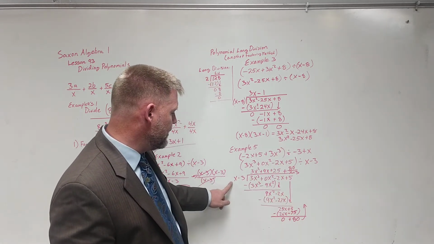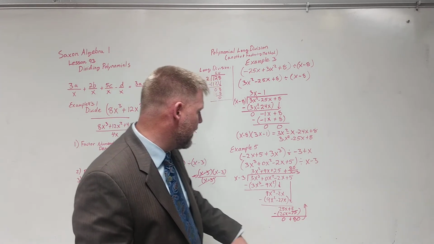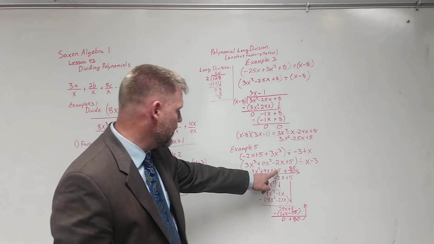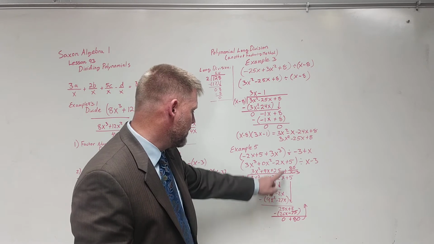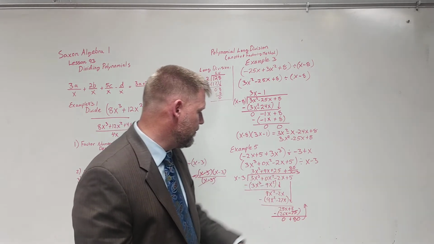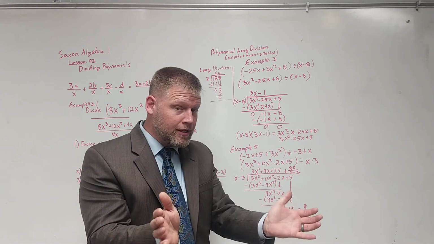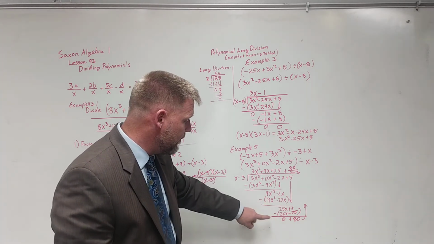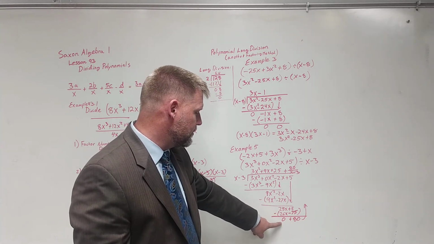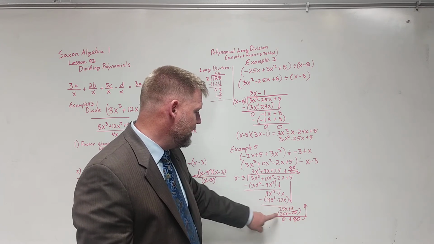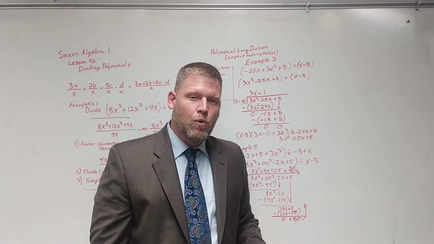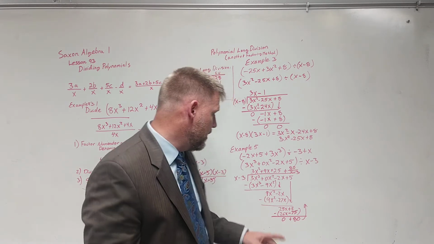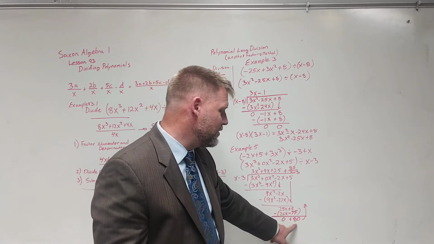And then I say, well, what times x would give me 25x? Well, 25 would. So 25 times x, 25x. 25 times negative 3, negative 75. Slap those parentheses on, put my negative out front, right? That's what we do every time. 25x minus 25x is 0. 5 minus a negative 75. Well, it's already a negative, so it becomes 5 plus 75, which is 80.